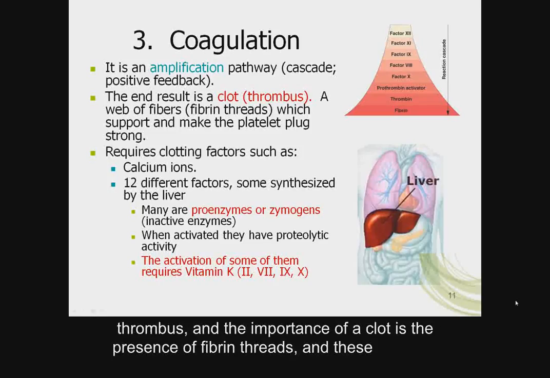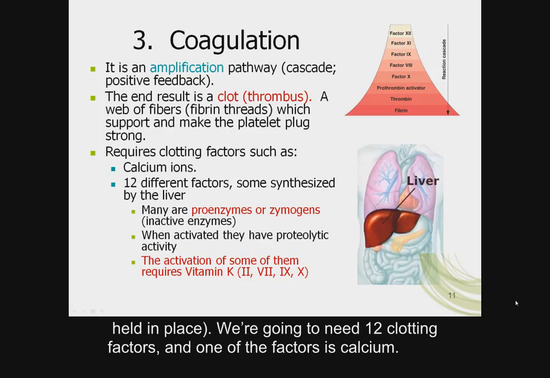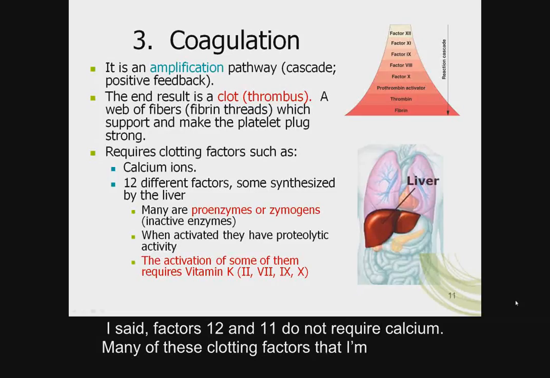And the importance of a clot is the presence of fibrin threads. And these fibrin threads need to be assembled and cross-linked to each other. That means firmly held in place. We're going to need 12 clotting factors, and one of the factors is calcium. Calcium is going to be a cofactor that helps the enzymes do their job better. Again, like I said, factors 12 and 11 do not require calcium.